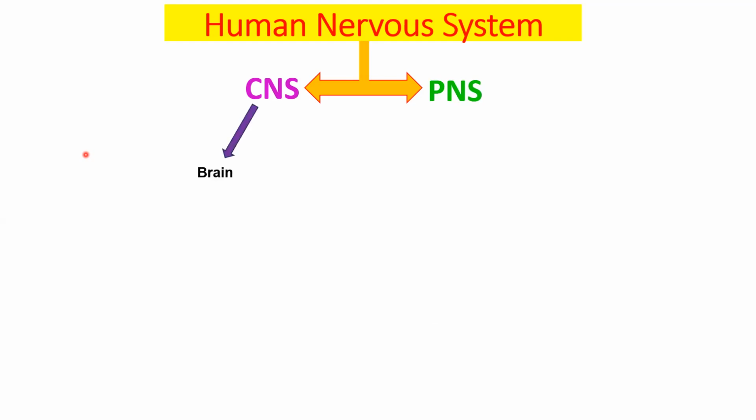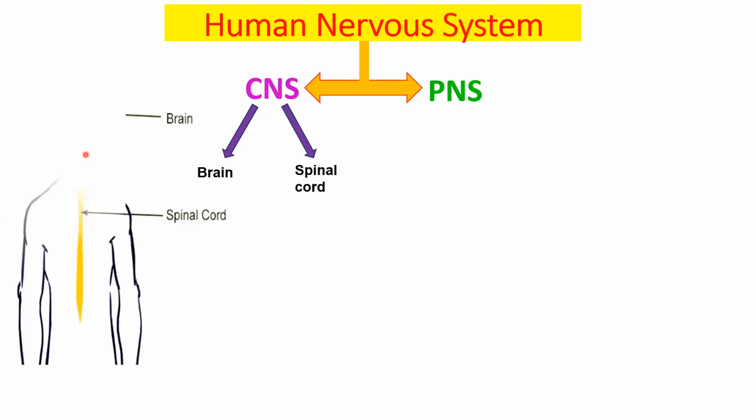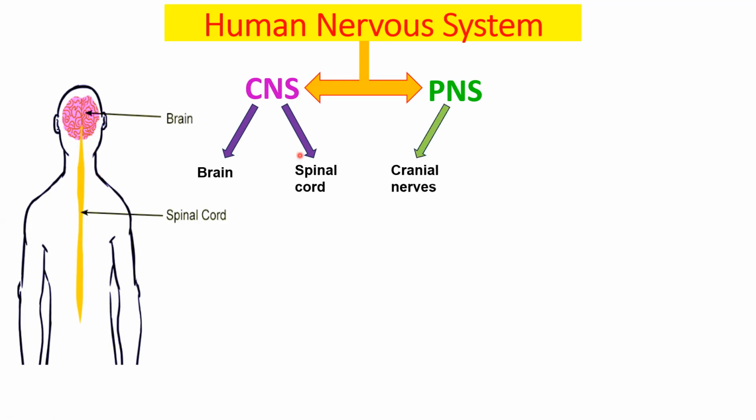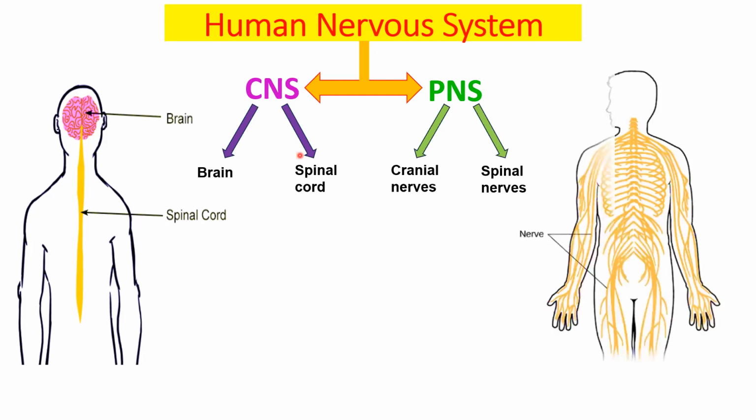The human nervous system comprises two main parts: the CNS, the central nervous system, and the PNS, the peripheral nervous system. Further, the CNS is divided into two categories: one is the brain and the other is the spinal cord. That is the diagram of the central nervous system, in which you can see the brain and the spinal cord only. In the PNS come the nerves which are linked with the brain, the cranial nerves, and the spinal nerves, which are related with the spinal cord. That is the diagram of it.